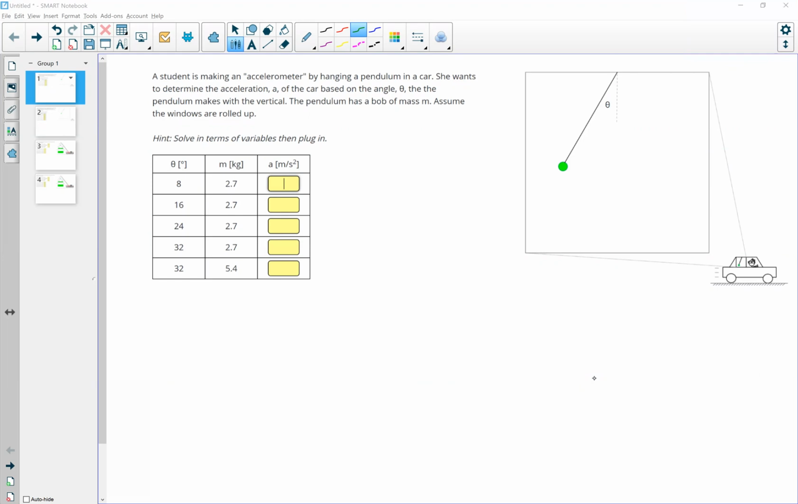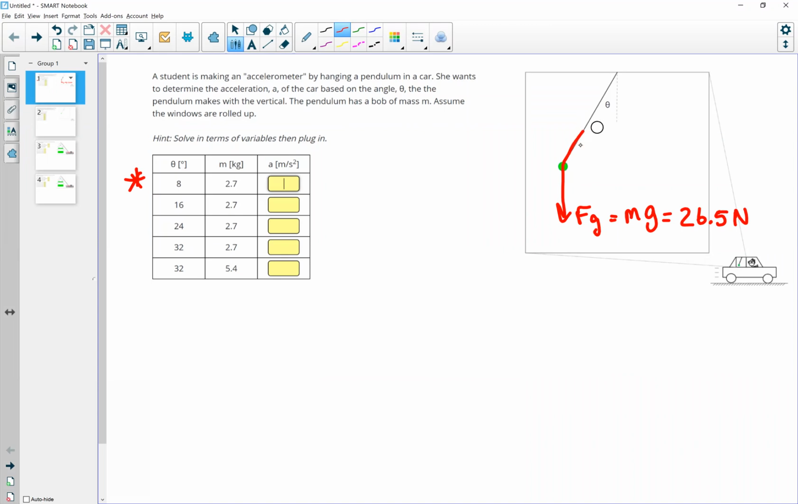All right, so to set this problem up, we really need to think about the forces at play here. We've got the weight force of the bob, which would be m times g. I'm going to show you how to solve this first row. It tells us the mass is 2.7, and g is just 9.8. If we multiply that together, we get 26.5 newtons.